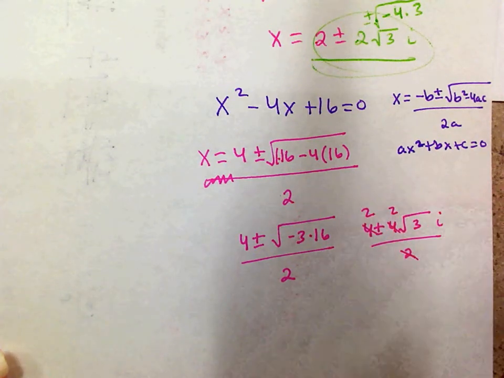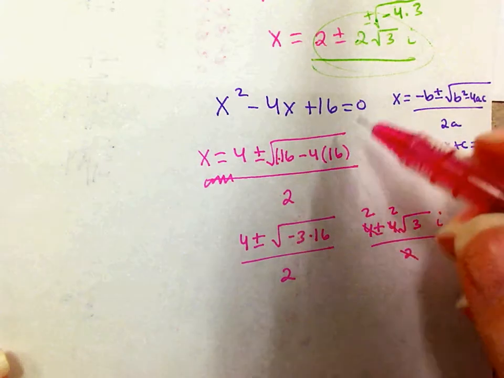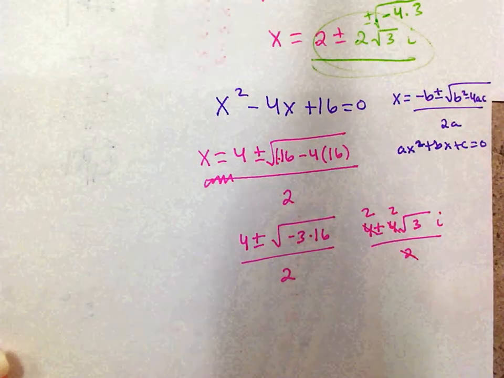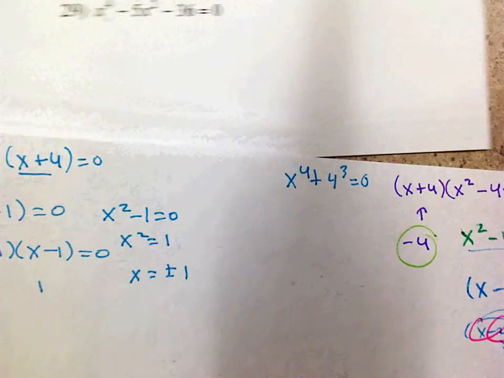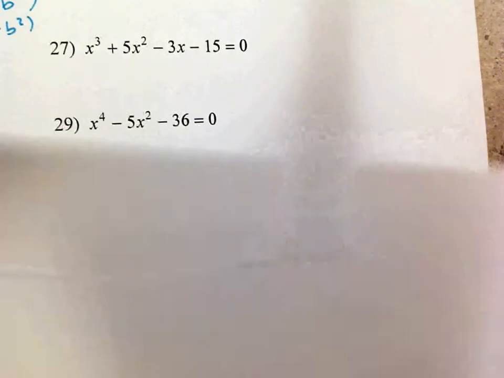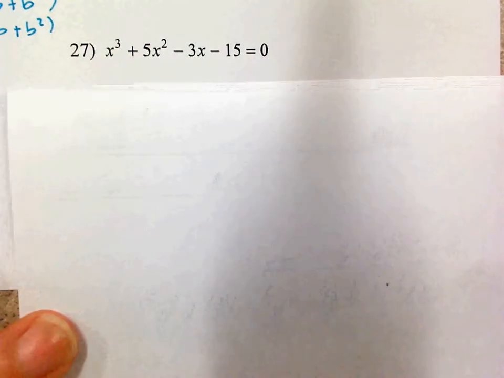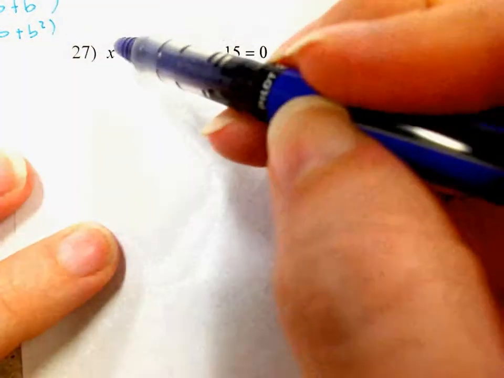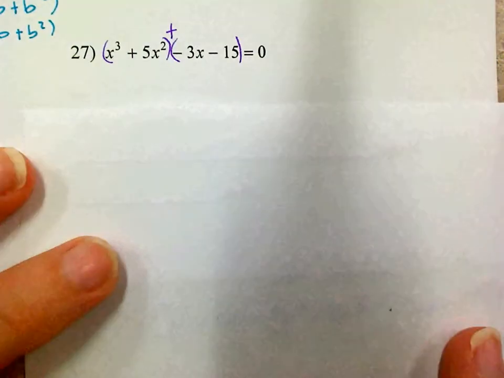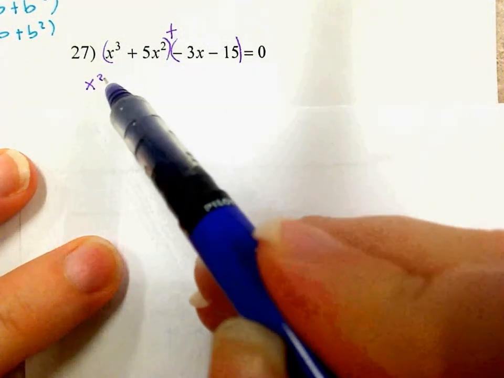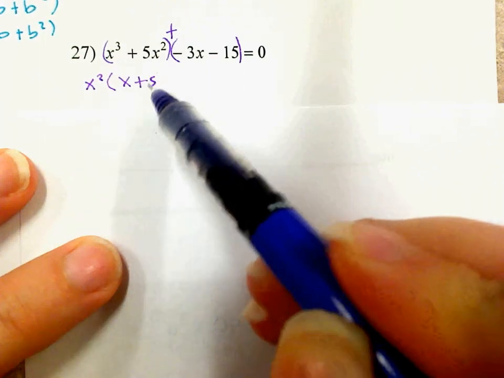Well, that took forever. Okay, now let's talk about 27. 27 is again factored by grouping. So I'm going to group the first 2, group the last 2, and then I'm going to factor out an x squared. So I've got x plus 5. Factor out a negative 3, x plus 5. Factor out an x plus 5, and I'm left with x squared minus 3.